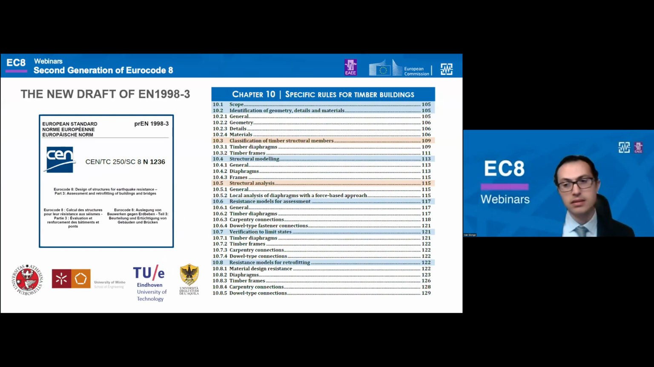My presentation today, I will go over the main features of the new chapter 10, a new chapter on specific rules for timber buildings, whose drafting was led by the subgroup on existing timber structure within the CEN/TC 250 SC8 Working Group 3, and that benefited from the preliminary activities carried out by the project team, and also from the interaction with the subgroup working on the masonry chapter.